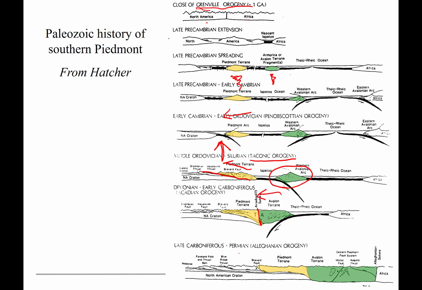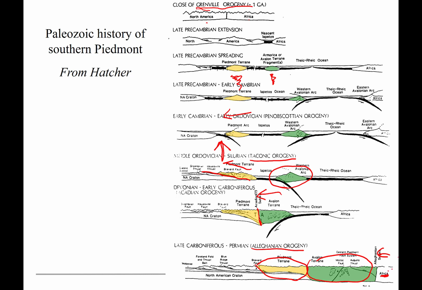And then later on in the Permian, the Alleghenian orogeny occurs when Africa right here arrives. So these three main orogenies that shaped the eastern U.S. during the Paleozoic really occurred as these different land masses arrive and collide with the North American craton. And so what we end up with is this Piedmont terrane here and the Avalon terrane, sometimes also called the Carolina terrane in the southern Appalachians, and then Africa here.